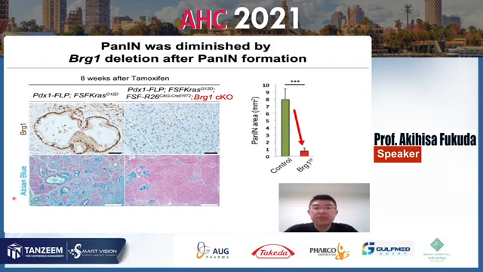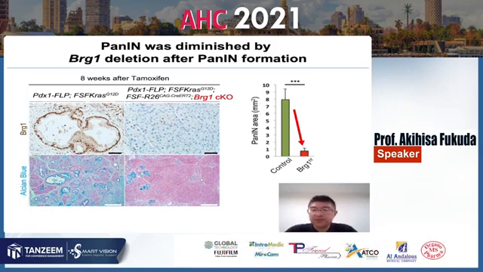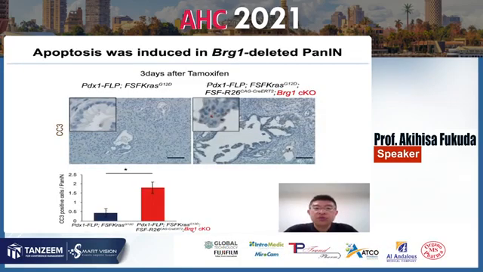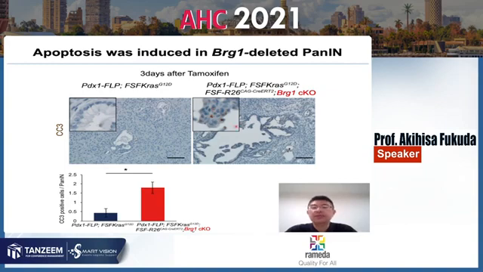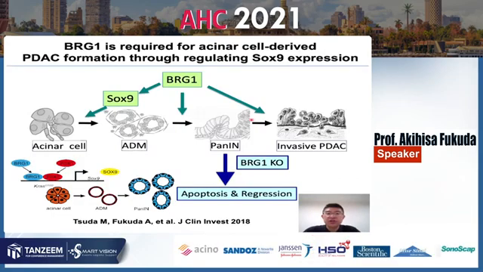Control mice had numbers of PanINs. In contrast, BRG1 knockout mice had much less PanIN, as shown here. These results show BRG1 is also critical for PanIN maintenance. We observed increased apoptosis in BRG1 knockout PanINs, as determined by cleaved caspase 3 staining. This is a summary schema. BRG1 plays a critical role in acinar cell-derived PDAC formation through regulating SOX9 expression.